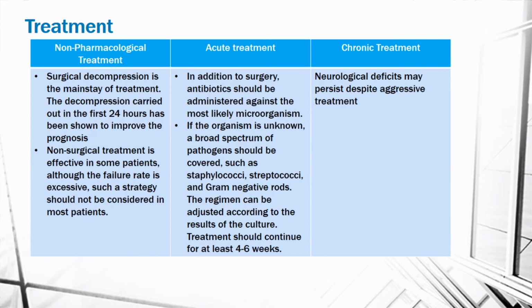The acute treatment. In addition to surgery, antibiotics should be administered against the most likely microorganism. If the organism is unknown, a broad spectrum of pathogens should be covered, such as Staphylococcus, Streptococcus, and gram-negative bacilli. The regimen can be adjusted according to the results of the culture. Treatment should continue for at least 4 to 6 weeks. In the chronic treatment, neurological deficits may persist despite aggressive treatment.